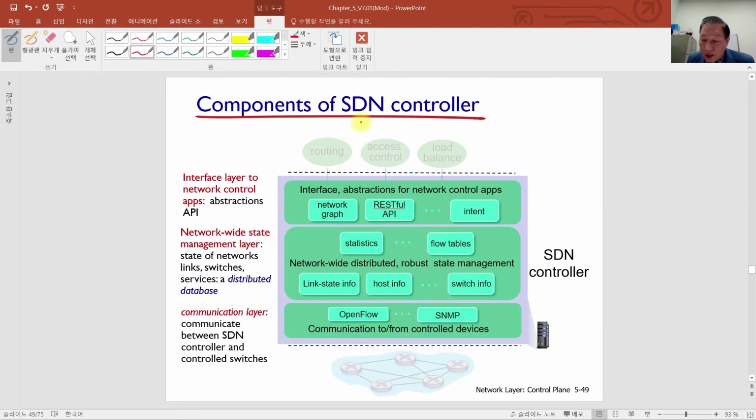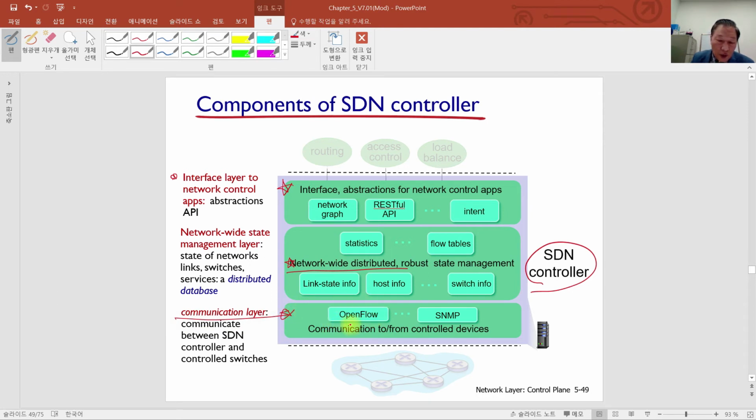Components of the SDN controller. Let's look at this middle part. This is the SDN controller, and that seems to be a little bit more complicated than the other blocks. Here, many blocks. Let's look at this one first. Interface layer to network control applications. This is the interface layer, and the middle one is the network-wide state management layer. And the bottom one is the communication layer.